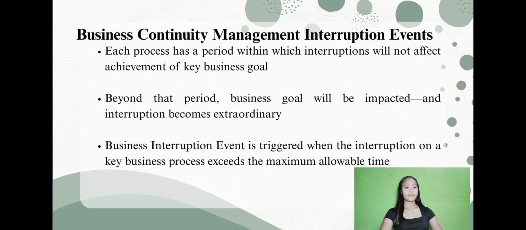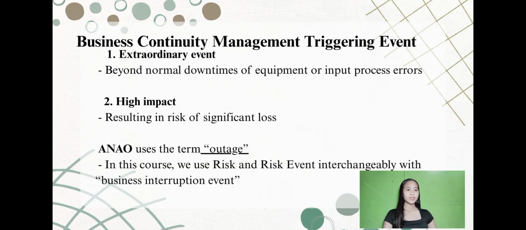Business interruption event is triggered when the interruption on a key business process exceeds the maximum allowable time. A business interruption event officially happens when a critical process is down past the maximum time limit set by business continuity management.